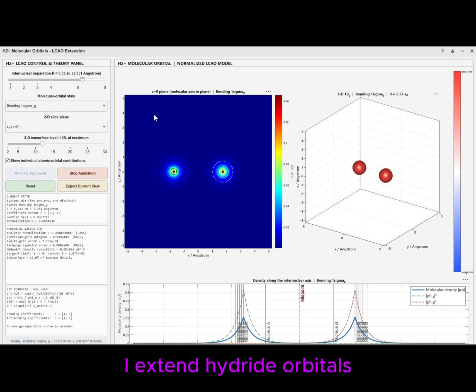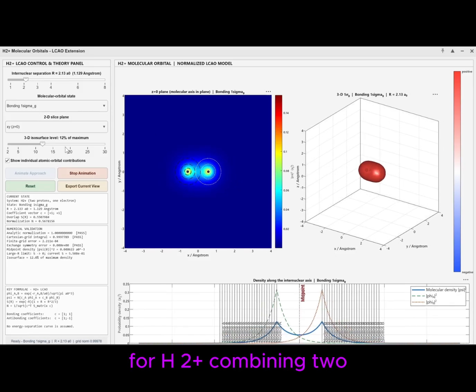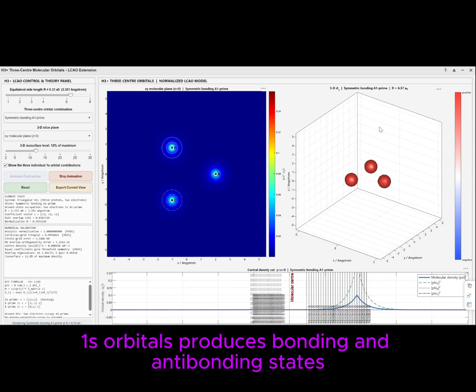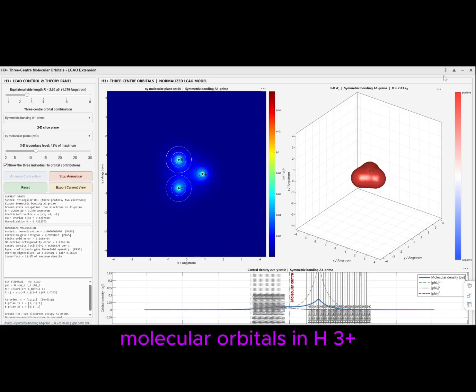Based off Richard's question 10, I extend hydrogenic orbitals using a linear combination of atomic orbitals. For H2+, combining 2 1s orbitals produces bonding and anti-bonding states. I then extended this to 3 centers, showing constructive bonding and nodal molecular orbitals in H3+.